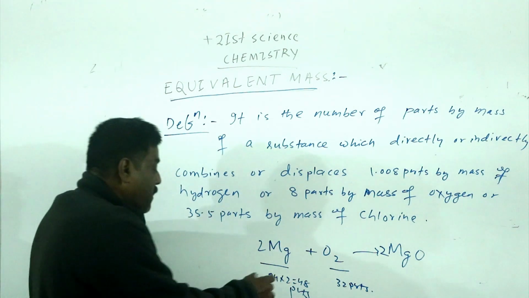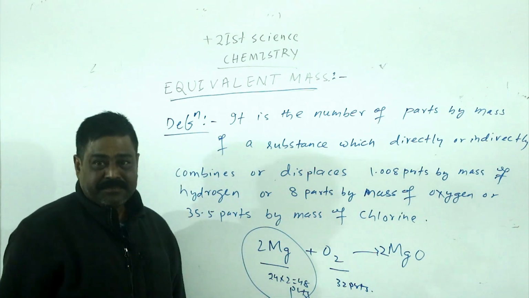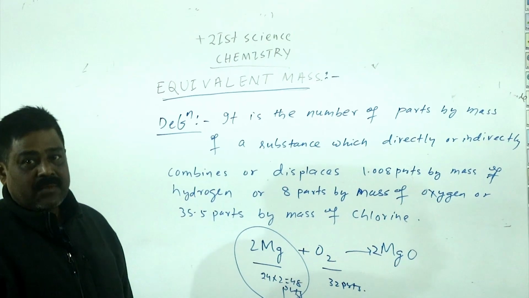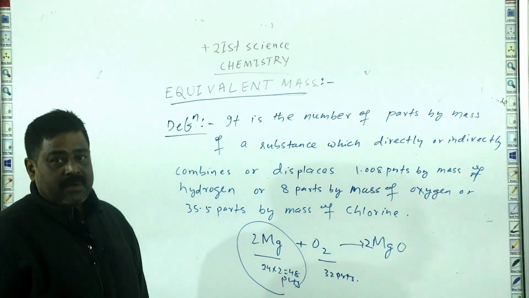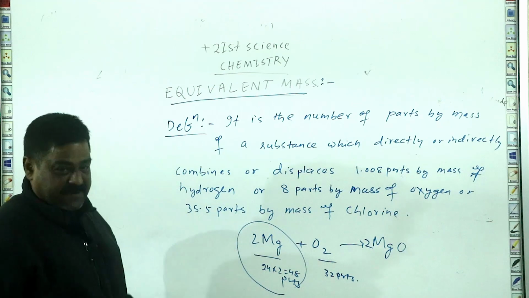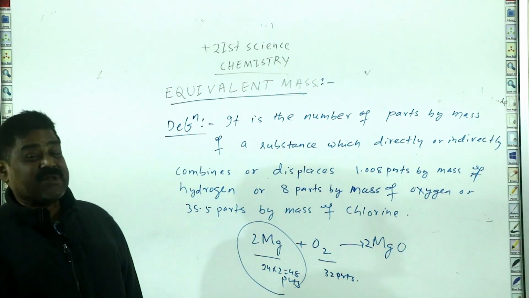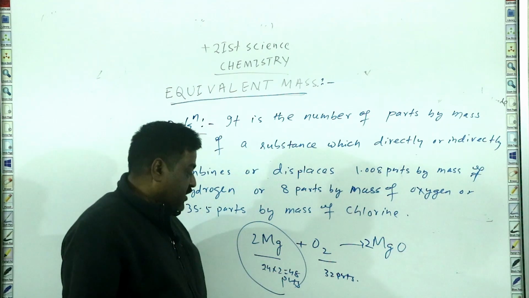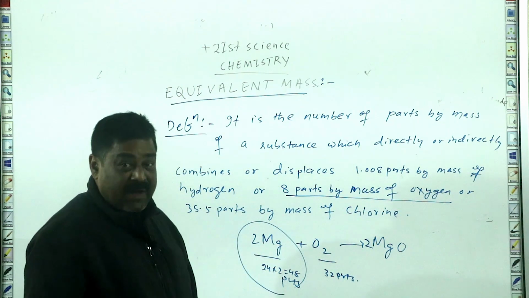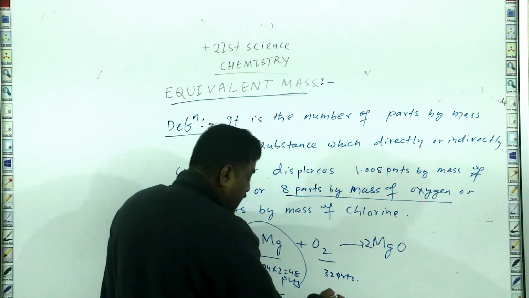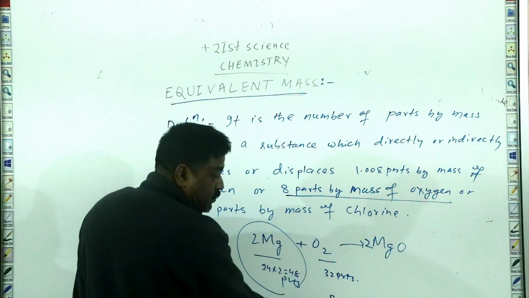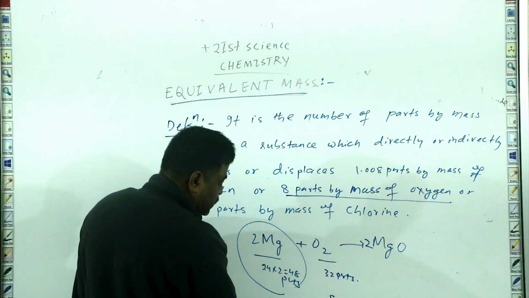Then how to calculate the equivalent mass of magnesium? How to determine the equivalent mass of magnesium on the basis of this definition. On the basis of the definition, magnesium should combine with 8 parts of oxygen, not 32 parts, 8 parts of oxygen. So here then 8 parts of oxygen combines with how many parts? It is 4 times less. This is also 4 times less, it is 12 parts.